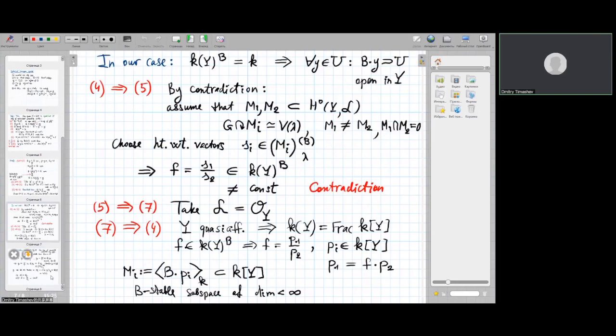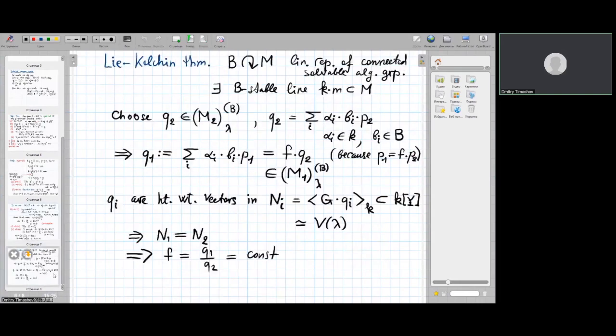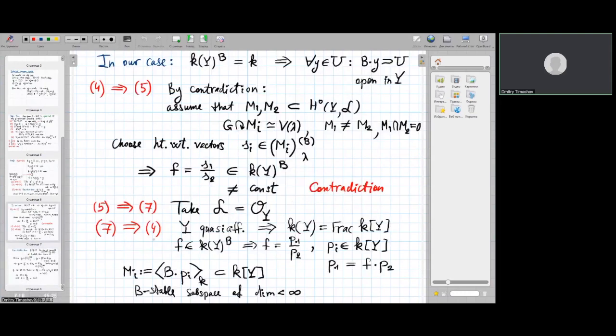So we have proved that under a quasi-affinity assumption, condition 7, multiplicity freeness in the regular functions over Y, implies condition 4, that there are no non-constant rational invariants. And now if we drop the quasi-affinity assumption, then the proof can be given. The main idea of the proof is basically the same as in the quasi-affine case.